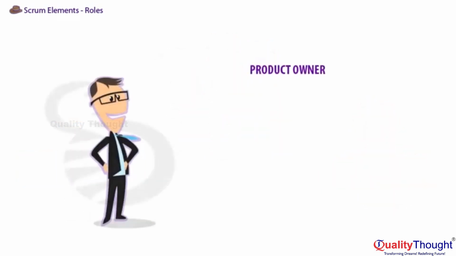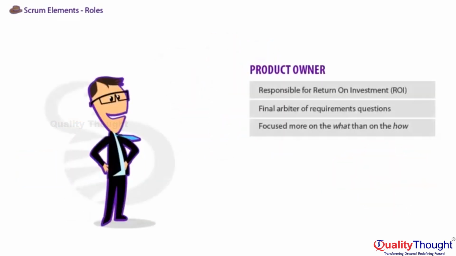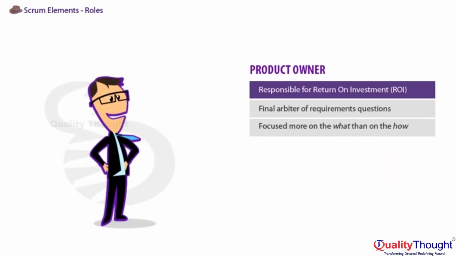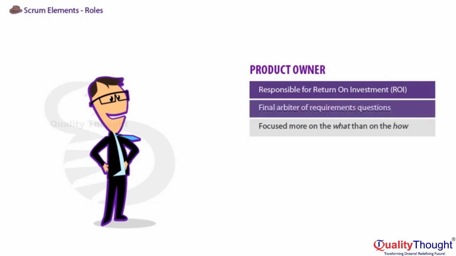The Product Owner is the single individual responsible for return on investment, or ROI, of the product development effort. The Product Owner mostly exerts that influence through the prioritization of the product backlog. The Product Owner is the final arbiter of requirements questions. That doesn't mean he or she will give you all the detailed requirements up front or even all the details at the beginning of every sprint, but the Product Owner does make the final call about those things.